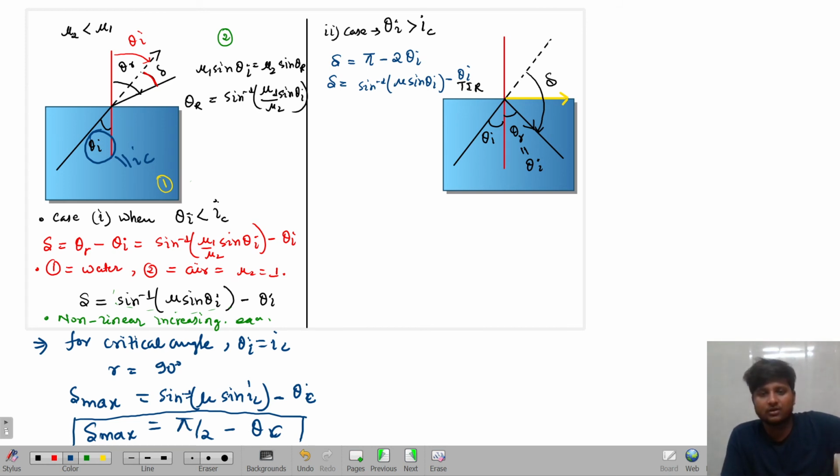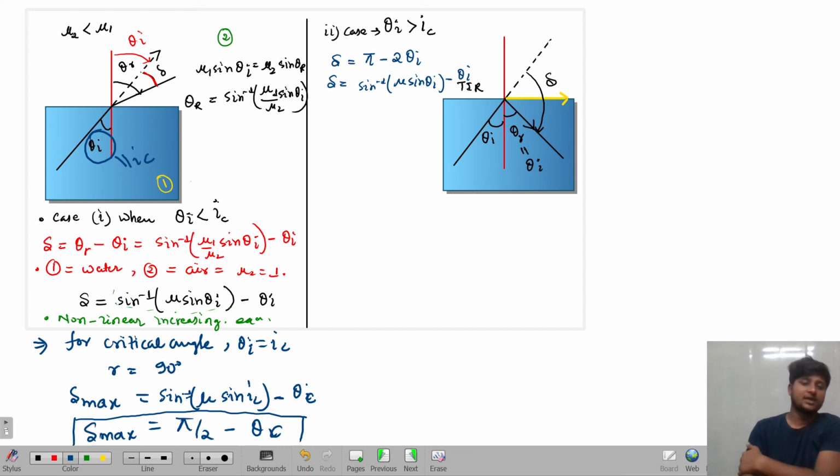Himanshu? Yes or no? So if someone asks you in case of refraction, how much is the maximum? Tell me. If someone asks you how much is the maximum refraction which is possible in case of TIR, how much is it? Pi by 2 minus of theta c.